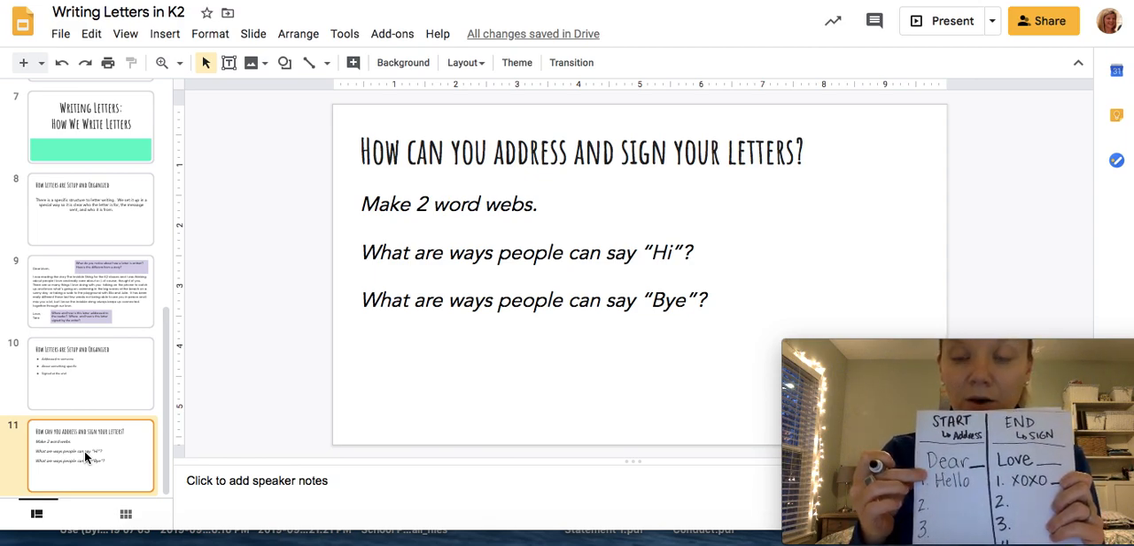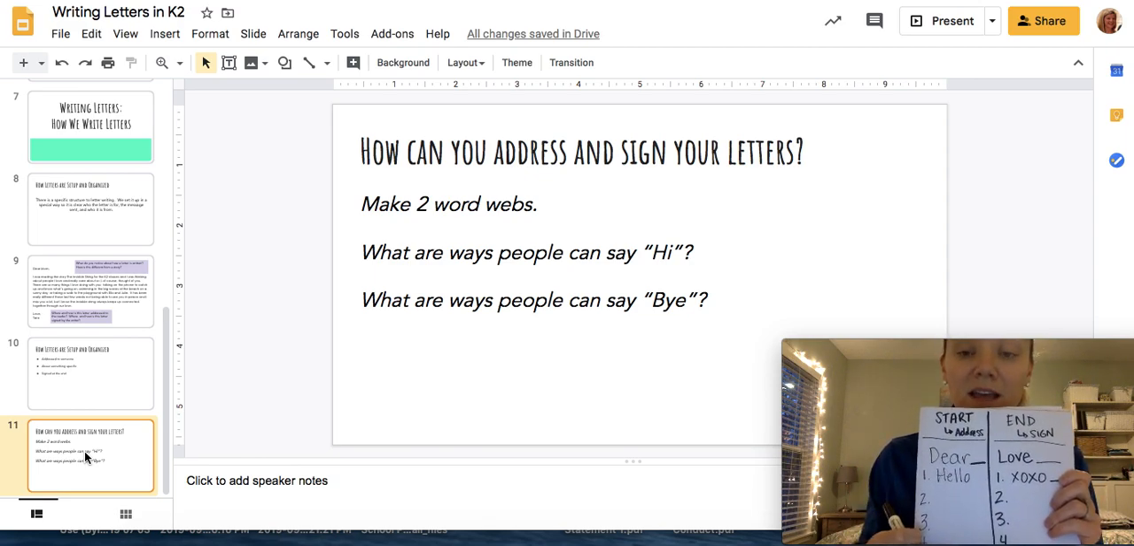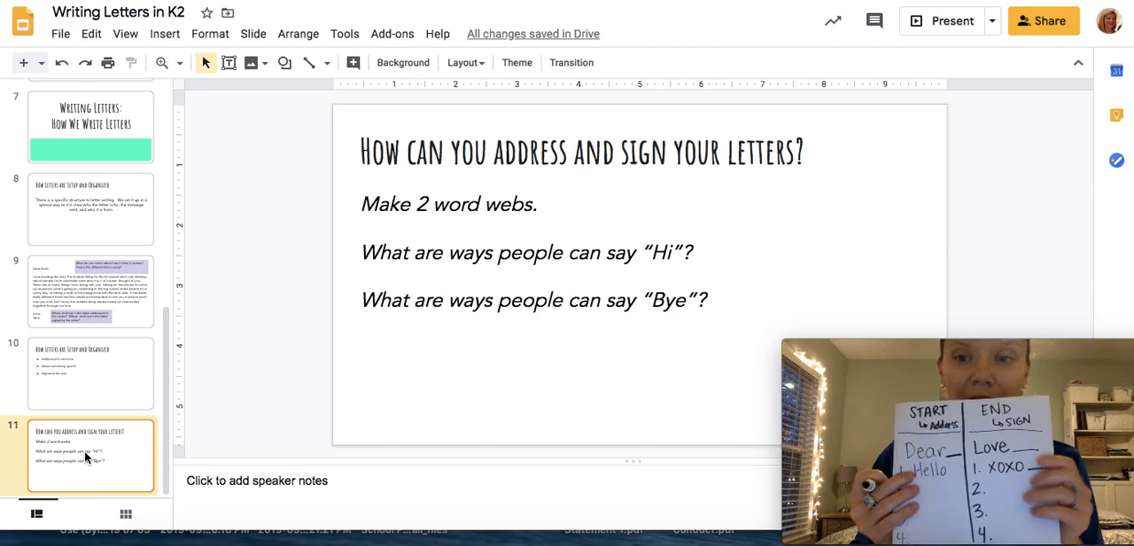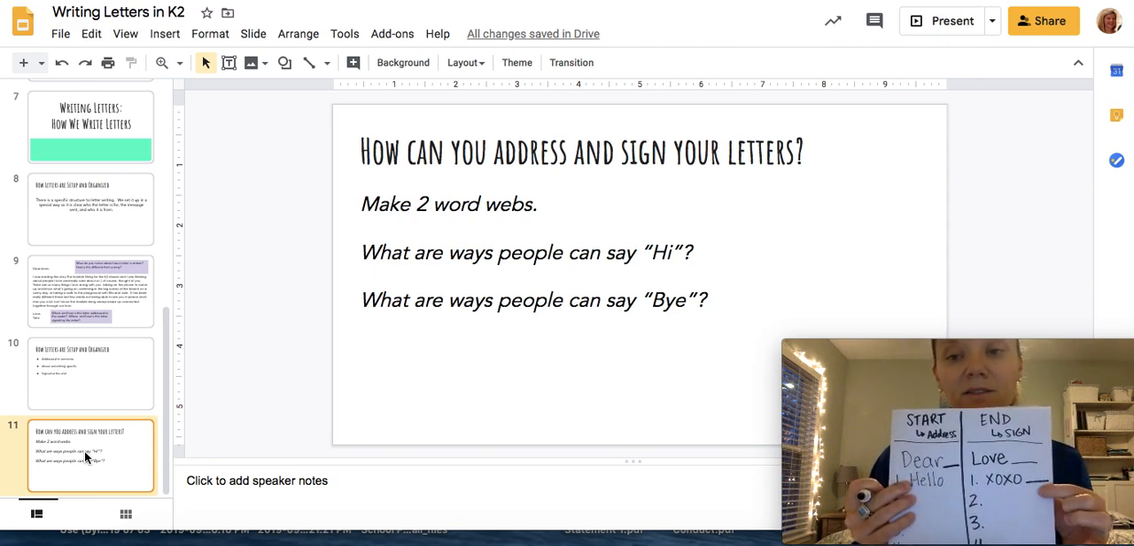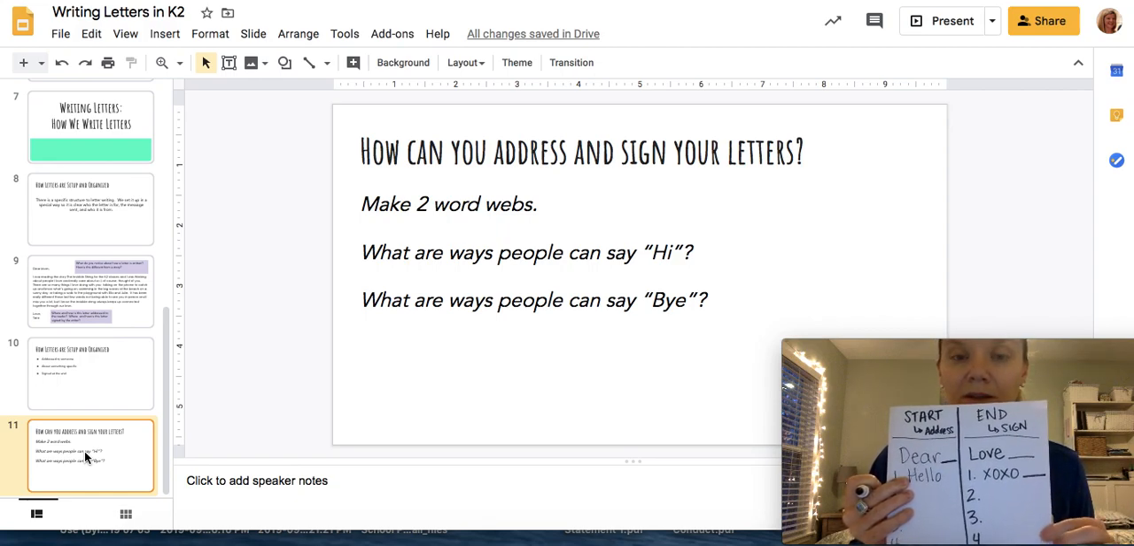Dear, hello. What would be other words you could say to get that letter rolling? What would be other ways you could sign it? Love, XOXO. Think of some others and we can share them tomorrow.